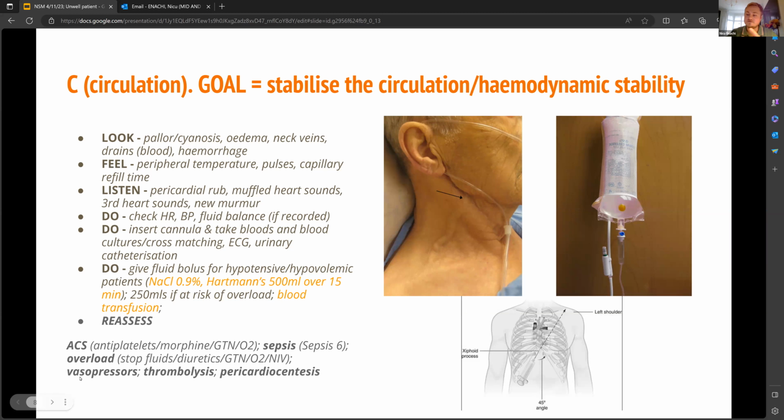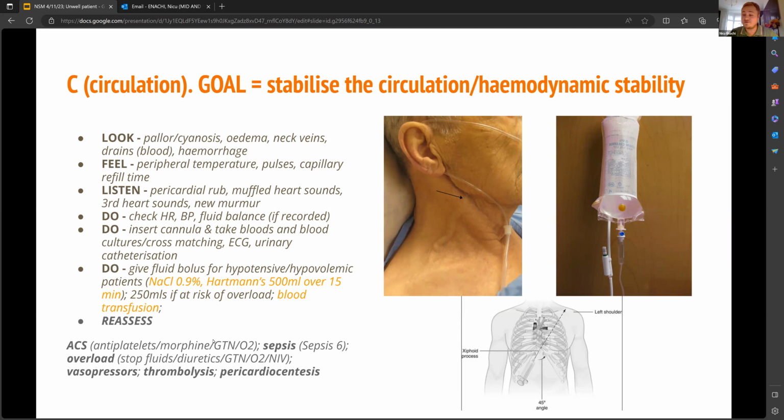Vasopressors, again, this comes on at a more senior stage, and you usually have to have a few people involved in this decision. Thrombolysis, if it's a massive pulmonary embolism leading to hemodynamic instability, or pericardiocentesis. Maybe you do a bedside ultrasound as well, or your colleague does, and you find a large tamponade and the right ventricle just seems to be bulging at the left ventricle, then you have to consider pericardiocentesis.